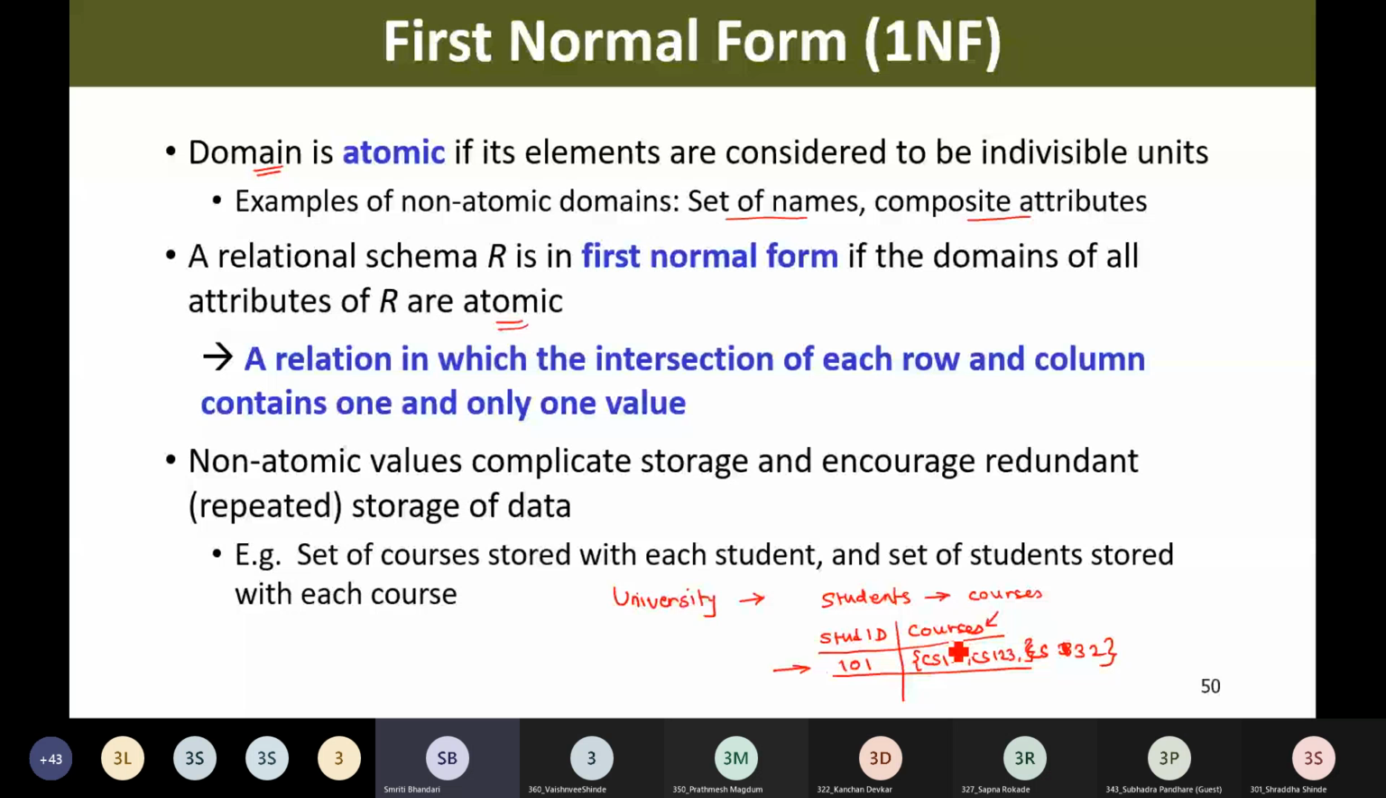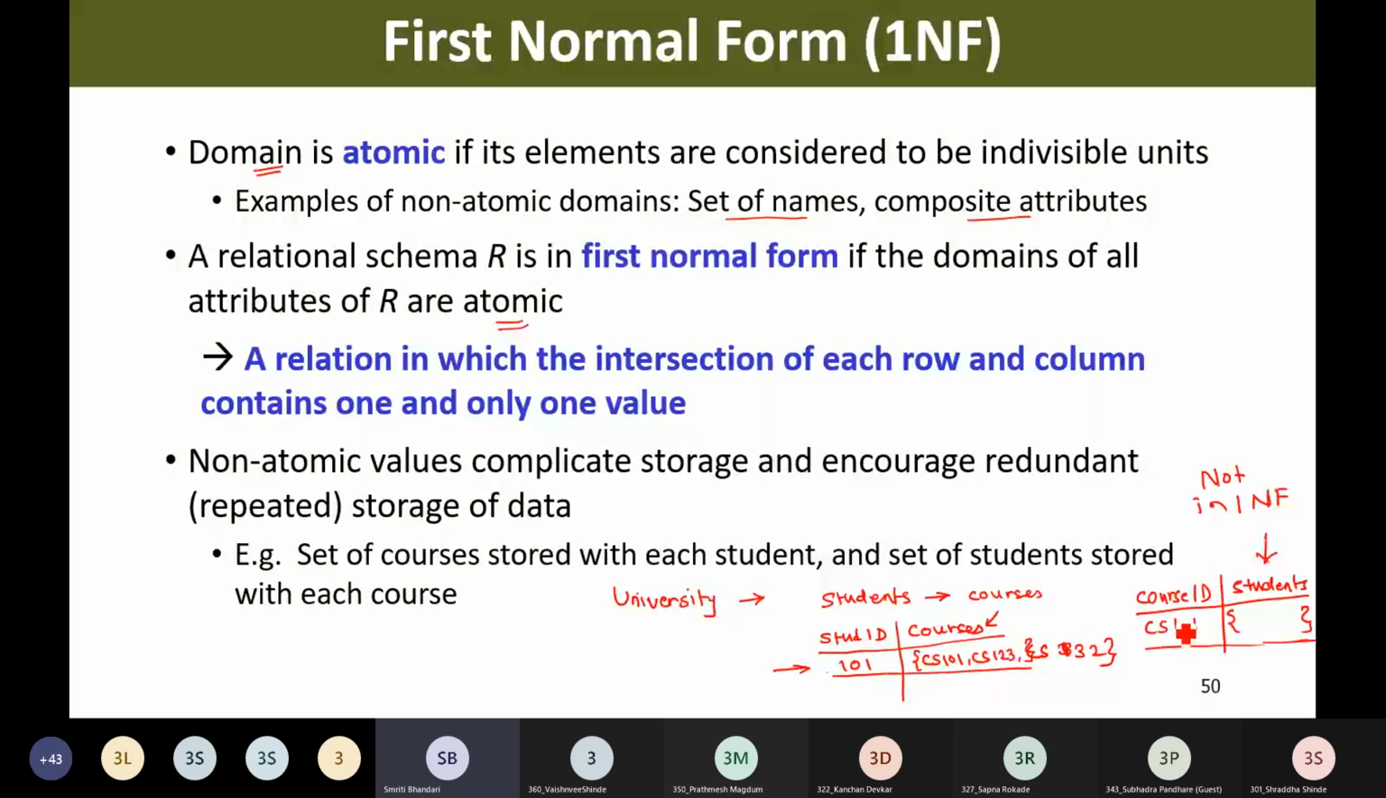Right? So once again, this particular attribute student is non-atomic. Why? Because in the same column, for the same row, I am storing a set of values. So this is not advisable. If I go for such a design, then these relations are not in 1NF.